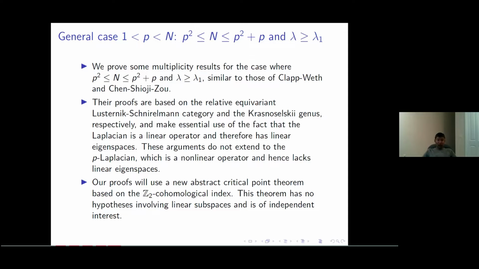Our proofs will basically use some new abstract critical point theorems based on the Z2 cohomological index, and this abstract result does not have any assumptions involving linear subspaces. So it does apply to the p-Laplacian, which does not have linear eigenspaces, and of course this is also of independent interest.